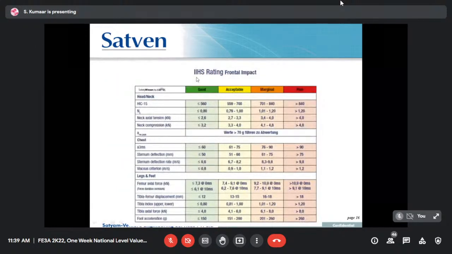This is for IIHS, the Insurance Institute for Highway Safety. Here also they give the rating. This is for the US. Here you should get the HIC injury criteria less than 560, and NIJ should be less than 0.8. Neck tension should be less than 2.6. So we need to meet all the criteria for neck, chest, and legs and feet.